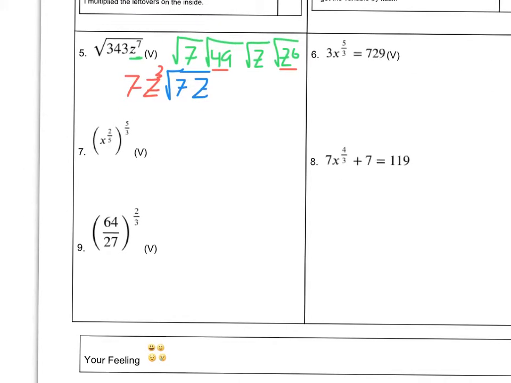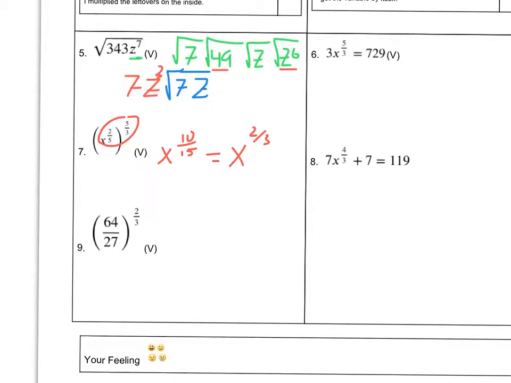For number 7, this is an exponent property 1. Here we're going to multiply those exponents together. We've got power to a power, and that's going to get us x to the 10 over 15. At this point you're done, but if you'd like to reduce that, it reduces to 2/3.